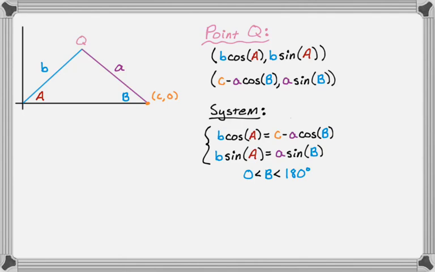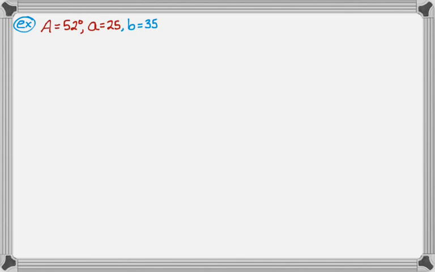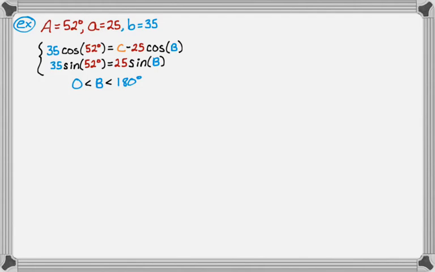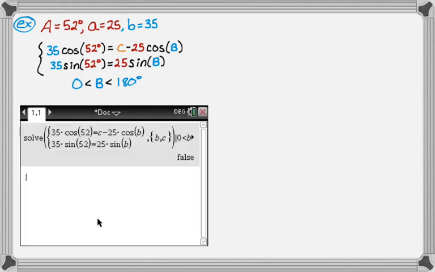So now I'm going to give you a couple of cases to play around with when you grab your calculator. So first of all, angle A is 52 degrees, side a is 25, b is 35. I'm just going to write down what the system would look like. So 35 cosine of 52 equals C minus 25 cosine of B, and 35 sine of 52 equals 25 sine of B. Got to be between 0 and 180. I asked my calculator to solve that. Calculator said false because this is a situation where those sets of givens don't actually create a triangle. So when that happens, your calculator is just going to tell you false, and you can move on from it. Let's look at another one.